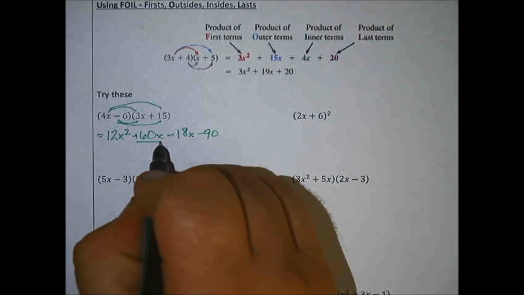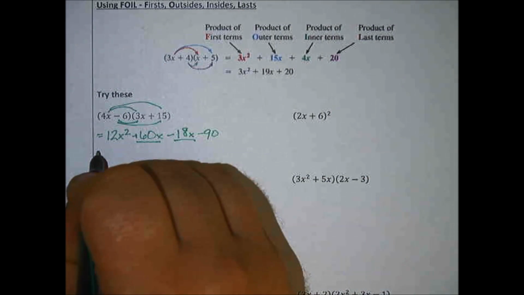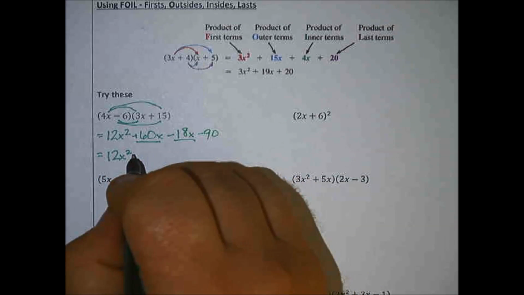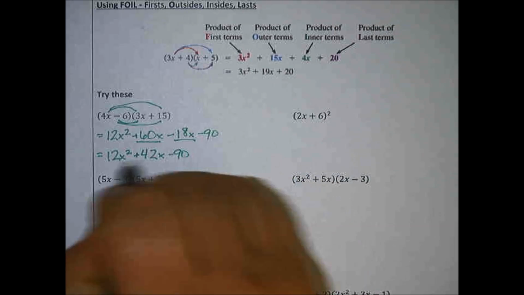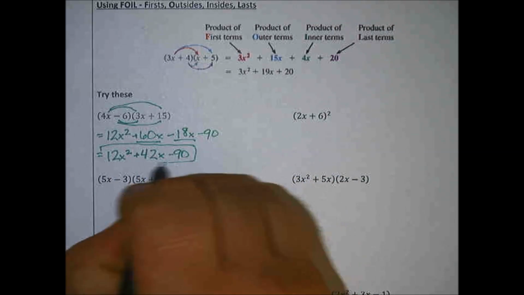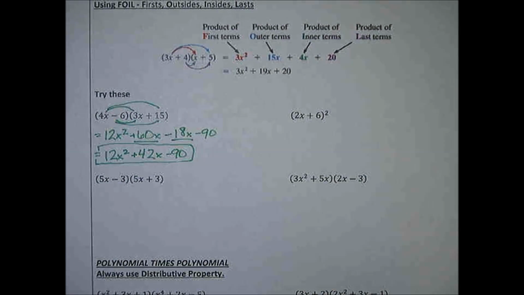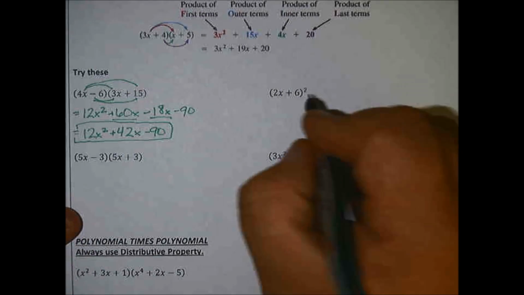And then always on these problems, you're going to have like terms, so you want to combine those to finish off the problem. So 12x squared plus 42x minus 90. The beauty is, more often than not, your like terms are actually in the middle already. So that was a quicker way to do that same type of problem. Let me do this one, and then you can do the last two.